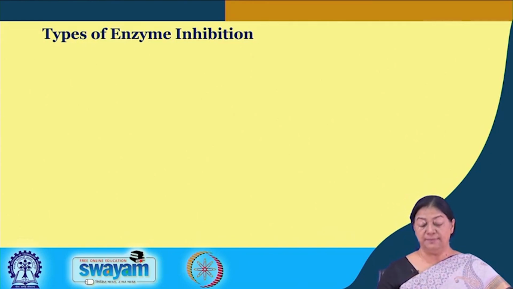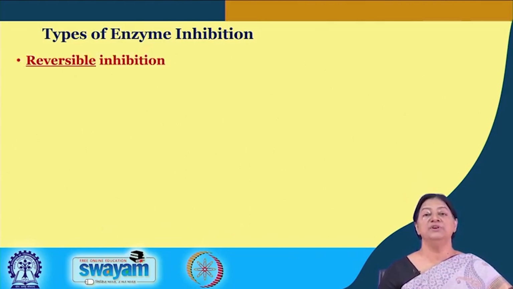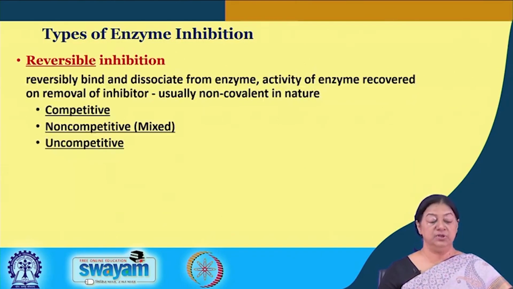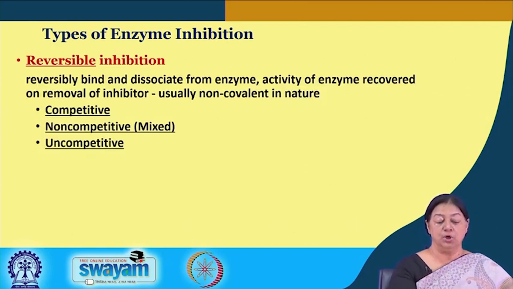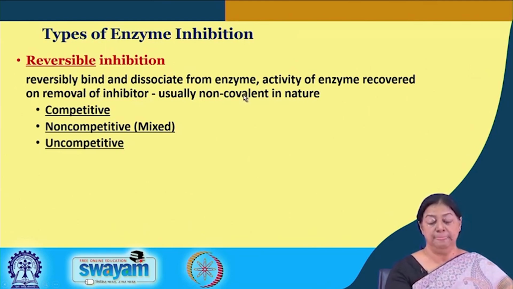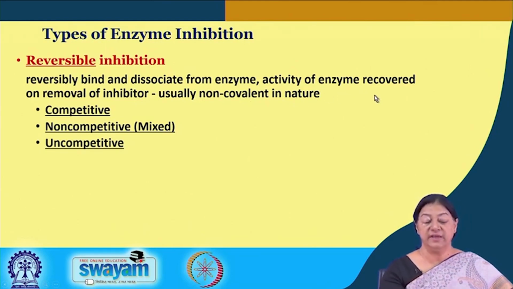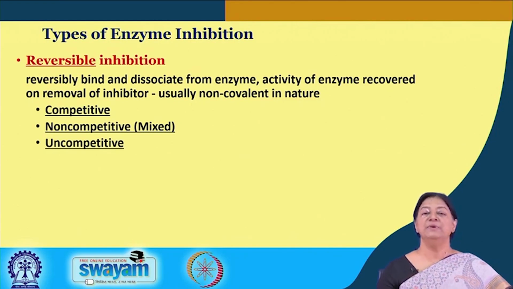Now, what types of enzyme inhibition can we have? We can have what is called reversible inhibition. In reversible inhibition, we can have competitive, non-competitive or uncompetitive. What does this mean? Reversible inhibition means that the inhibitor will reversibly bind and dissociate from the enzyme. The activity of the enzyme is recovered when the inhibitor is removed, and it is usually non-covalent in nature. It means that there is no bond formation, so there will be a loose binding of the inhibitor with the enzyme.